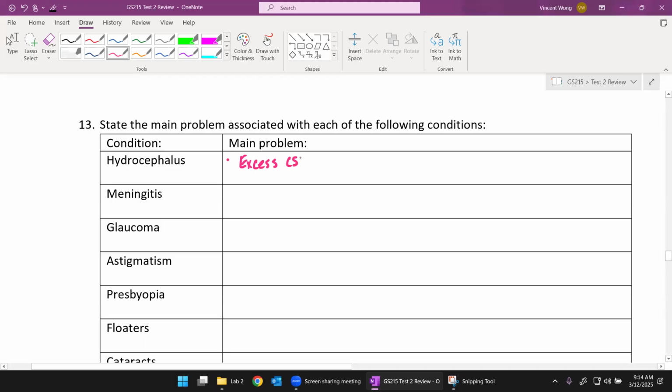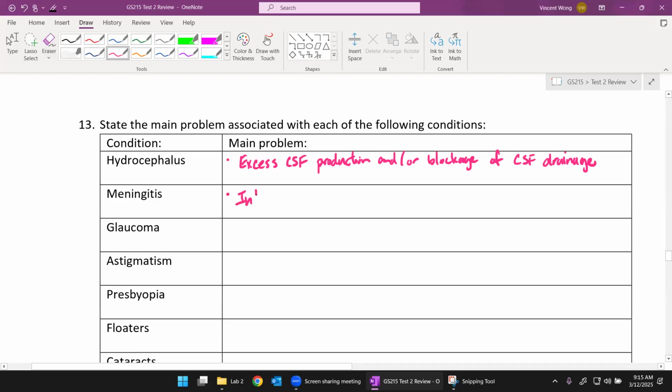Excess CSF production and/or blockage of CSF drainage. Okay, if you can't drain it, it builds up in the brain, builds up in the ventricles, and starts pushing on the tissues around the ventricles. It's going to be a problem.